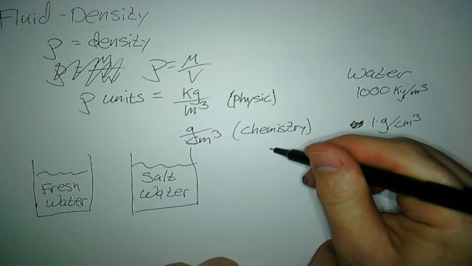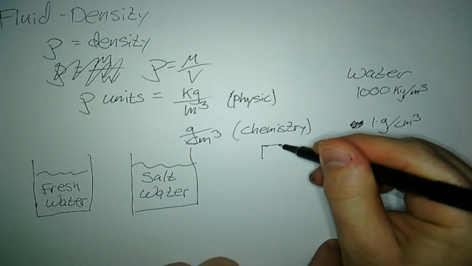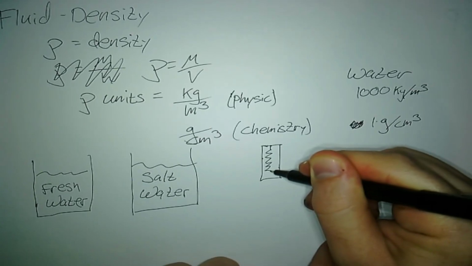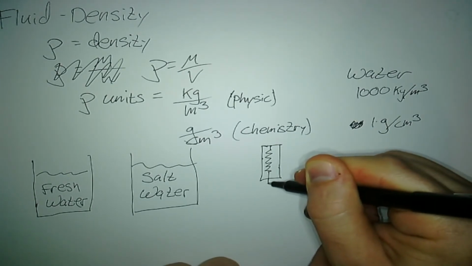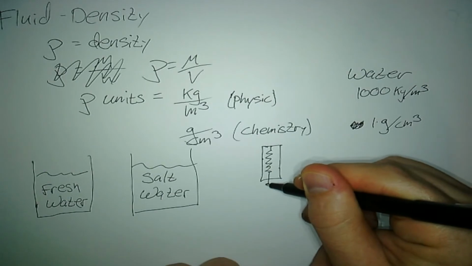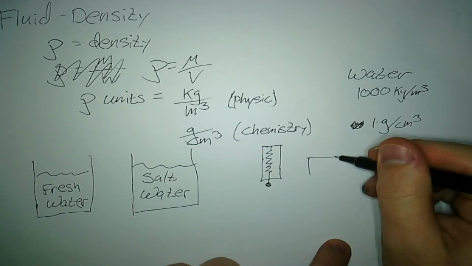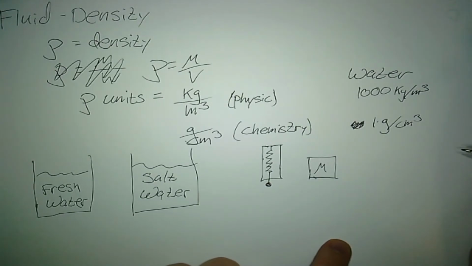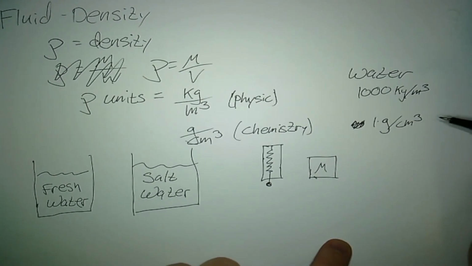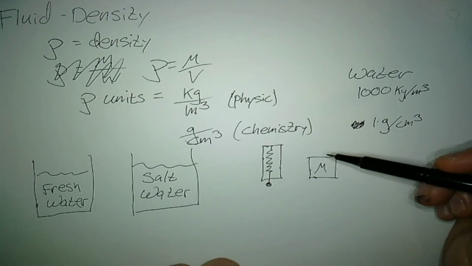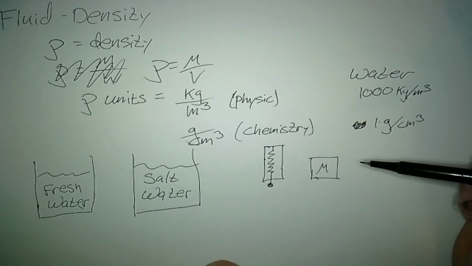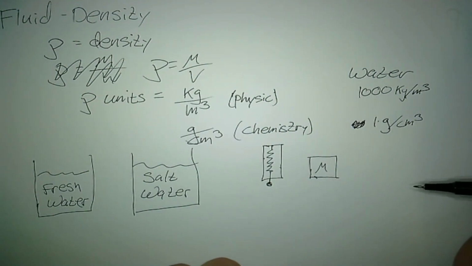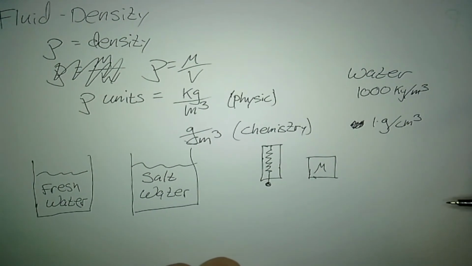So I'm just going to draw it like this. Like a spring, and then a hook or something, a ball, whatever. And you're going to have a mass. You'll have a question like, how can I figure out which of these is more dense? What you're going to do is take your mass, attach it to your spring scale, and figure out the weight of your mass.